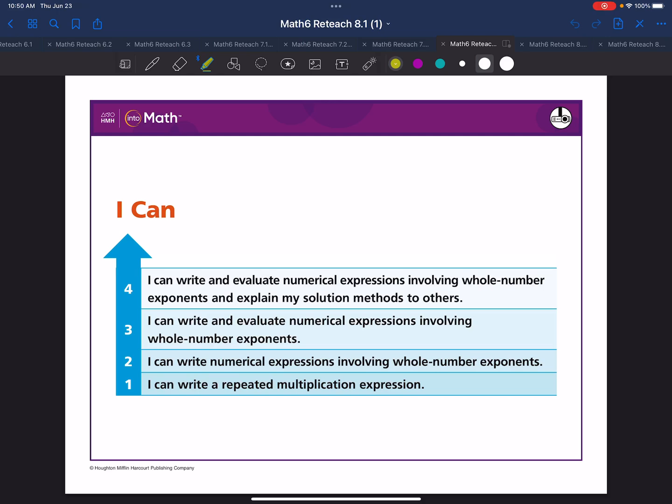Today we will review 6th grade math lesson 8.1. This lesson will cover understanding and applying exponents. Here is your I can statement. I can write and evaluate numerical expressions involving whole numbers, exponents, and explain my solution method to others.